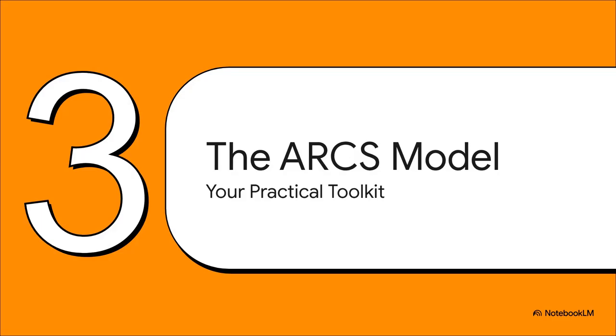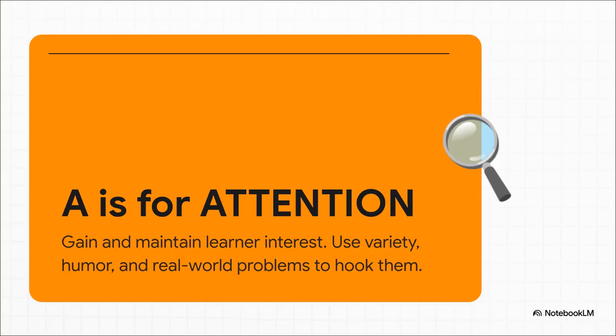Okay, we've got the what and the how of motivation. So, what do we do with all this? How do we take all this amazing theory and turn it into a simple, practical tool we can use to design better training? We'll say hello to the ARCS model. First up, A is for attention. You have to grab it and you have to hold it.